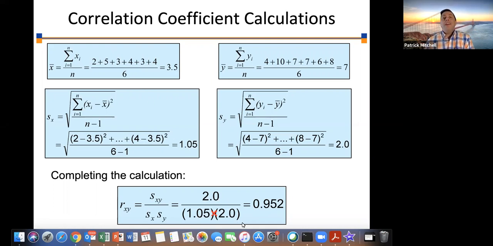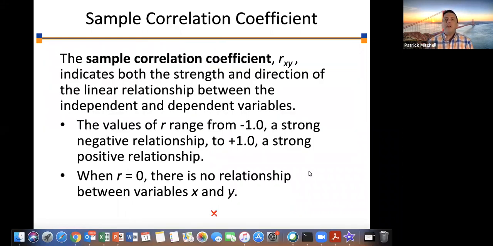All right. Another thing that I want you to try really hard to remember, and this is actually coming up on the next slide, so let's look at that. The correlation coefficient comes out to 0.952. So what does that mean? The sample correlation coefficient, R sub xy, indicates both the strength and direction of the linear relationship between the independent and dependent variables. The values of R range from -1 to 1.